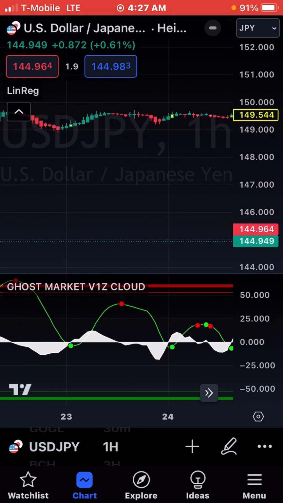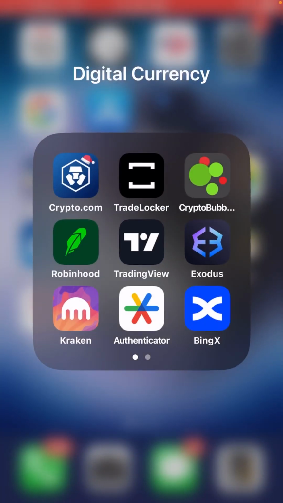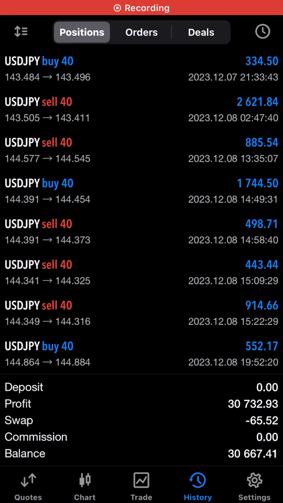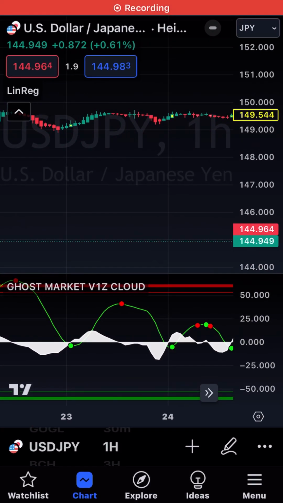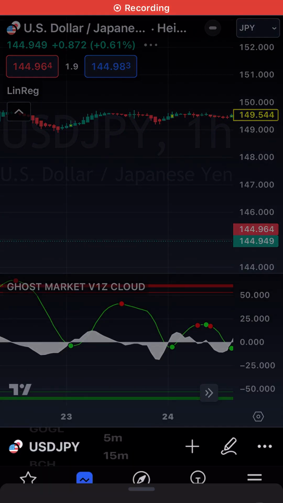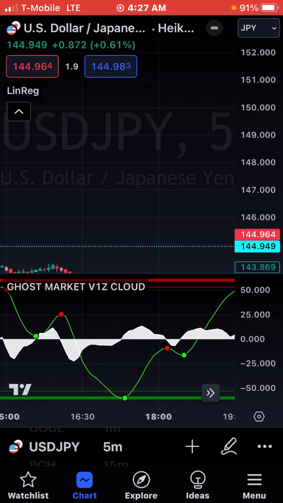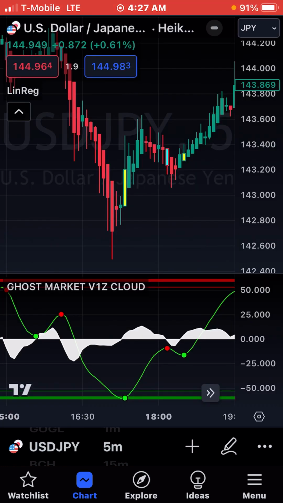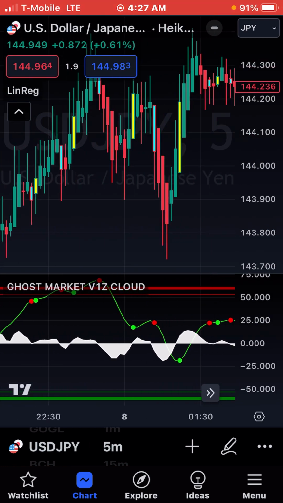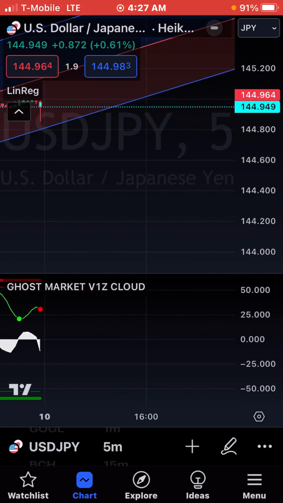After doing this with my results here, when I did this on the 5-minute, I was doing quick scalps. I was looking at the cloud. Let me show you what I was doing. It was on a 5-minute, and let's just go where you can see it.